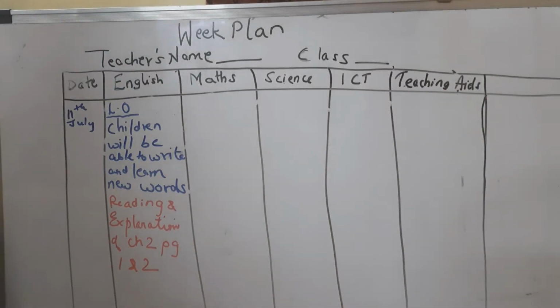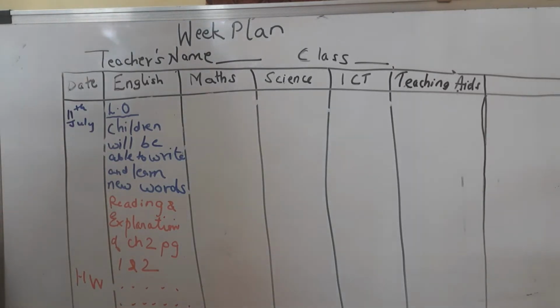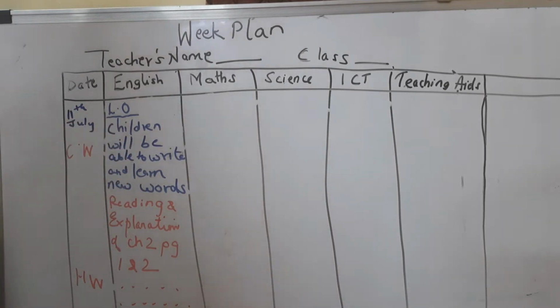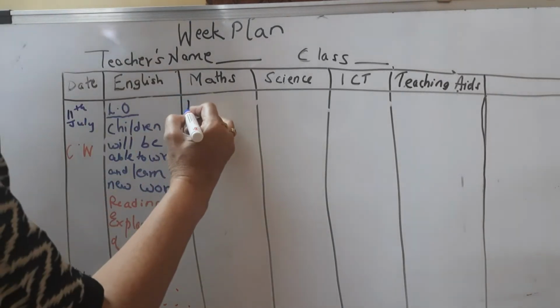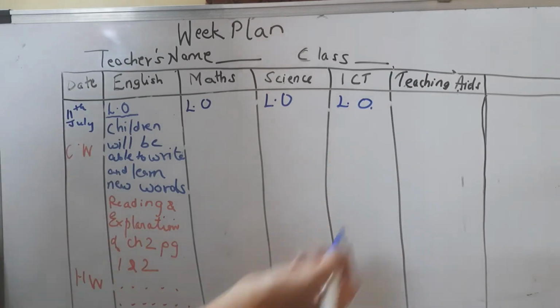If there is any homework to be added, yes, definitely you can add your homework and ask them that the children will be reading chapter number 2, page 1 and 2. This could be your classwork. In the same way in maths, you will be writing your learning objectives. In science, you will be writing your learning objectives.